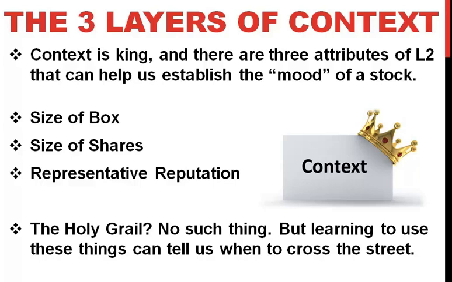So like I said, there's going to be 3 layers that we can look at, and these are going to help us establish the mood of a stock. There's going to be the size of the box, the size of the shares, and then representative reputation. Now with the Holy Grail, there's no such thing, but learning to use these things can tell us when to cross the street.